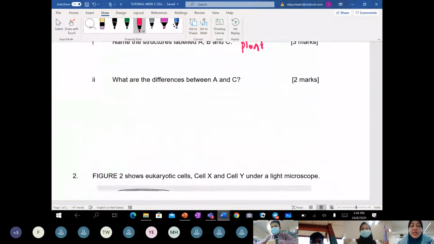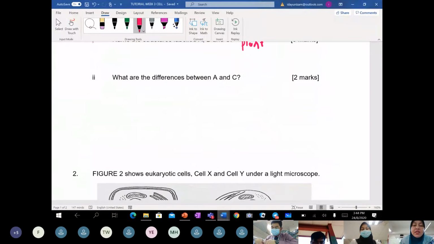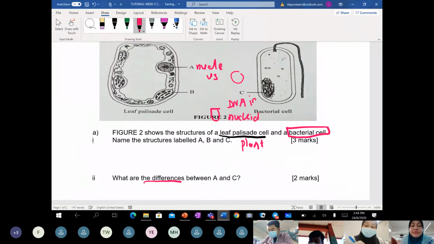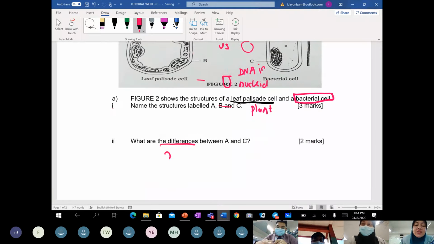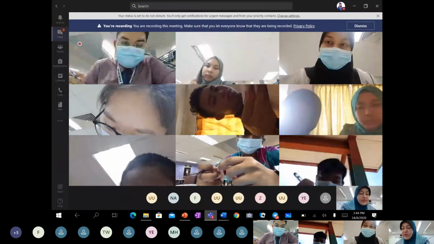The question asks you to give the differences between A and C. What is A just now? A is referring to the nucleus, and C is referring to the nuclear region, the DNA. So what is the difference? There are two differences. The teacher would like you to mention two differences.